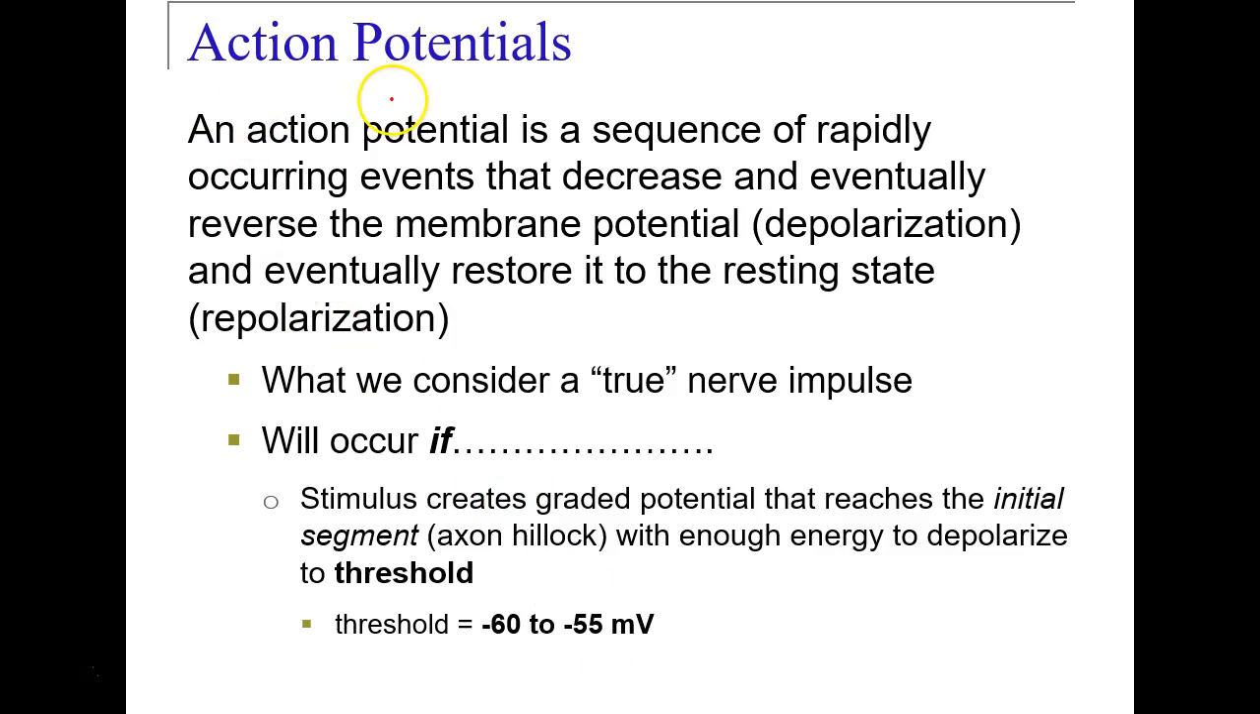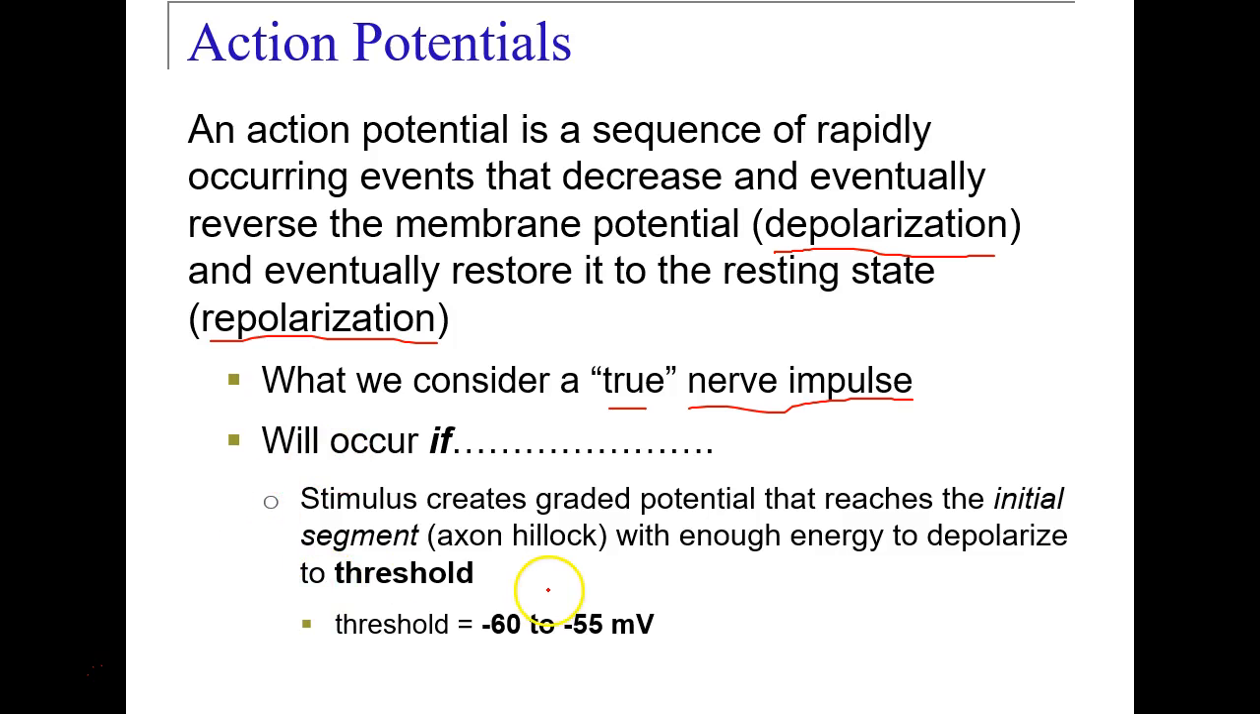Okay, so in an action potential, we're going to see a sequence take place where we depolarize that membrane. So we're going from negative 70 millivolts closer to 0. We actually move more positive. Then eventually we will restore that resting state, which is called repolarization. And action potentials are true nerve impulses.